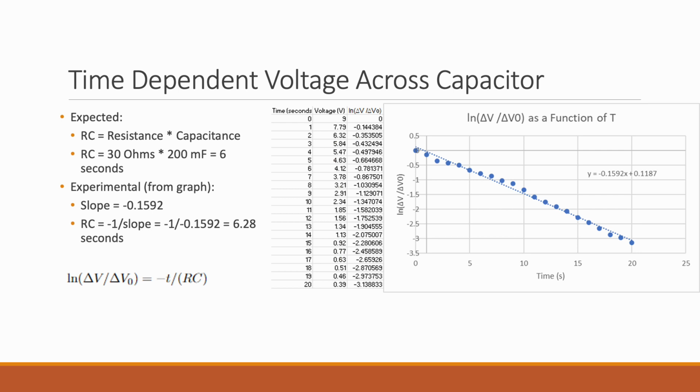Lastly, I created a graph for the time-dependent voltage across the capacitor. The predicted time I got was 6 seconds from multiplying the resistance times capacitance. From the graph, you can see the slope is negative 1.92, and so the RC is negative 1 divided by the slope, which resulted in 6.28 seconds.